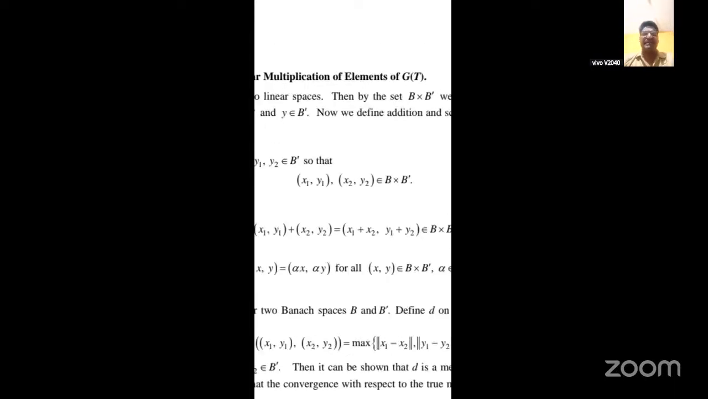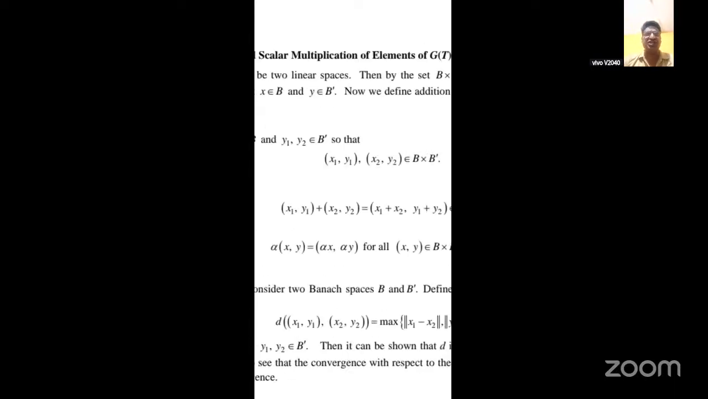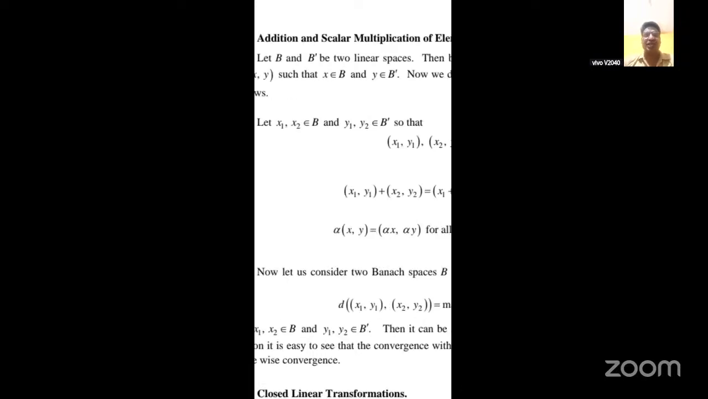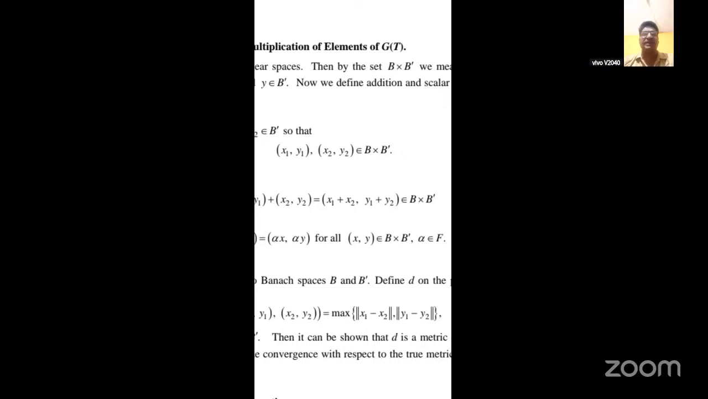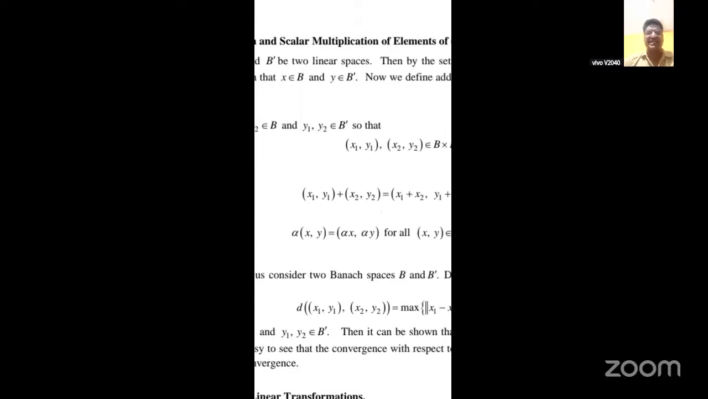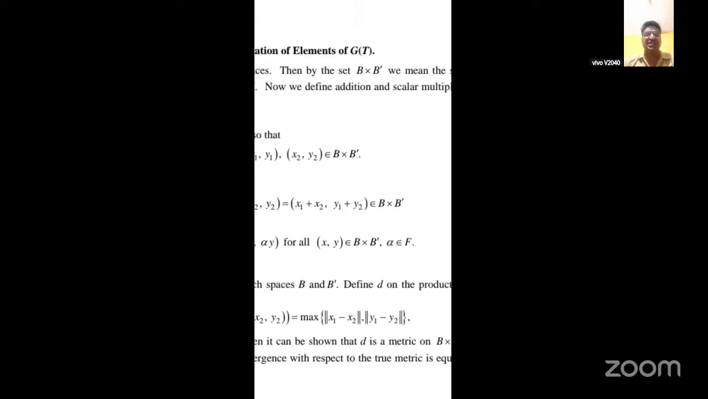But replacing that one, here for the graph, B and B dash are two linear spaces. Then in the set B cross B dash, the ordered pair is x and y, where x belongs to the domain of the Banach space and y belongs to B dash. Okay, now through the ordered pair elements, we must define the addition and scalar multiplication in B cross B dash.